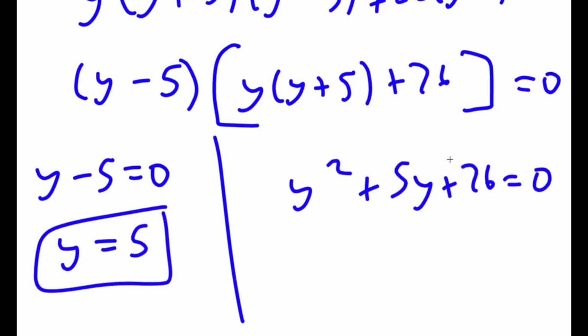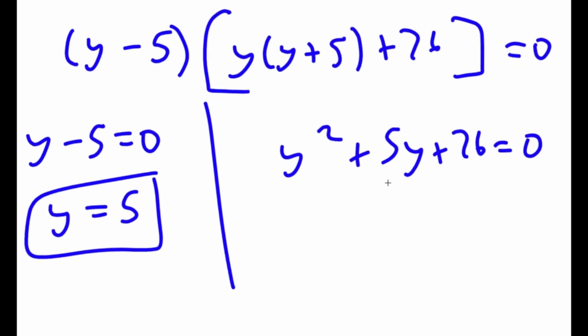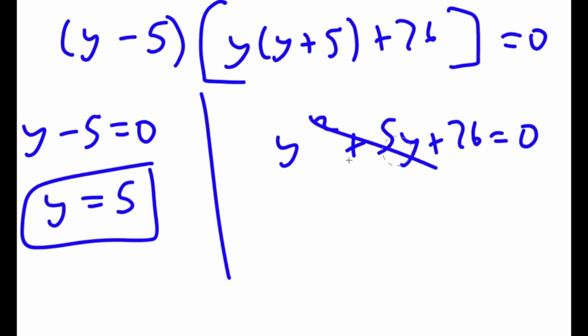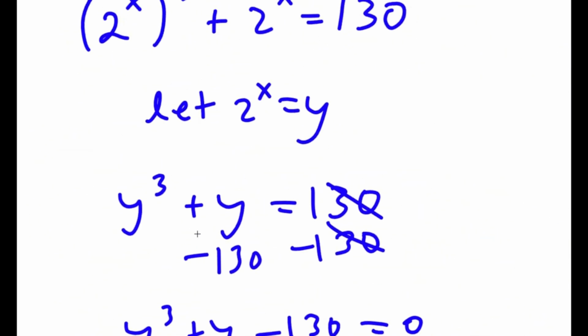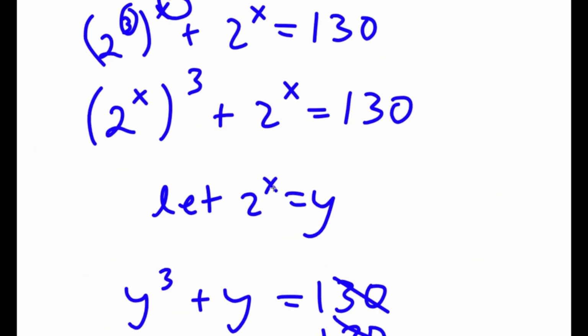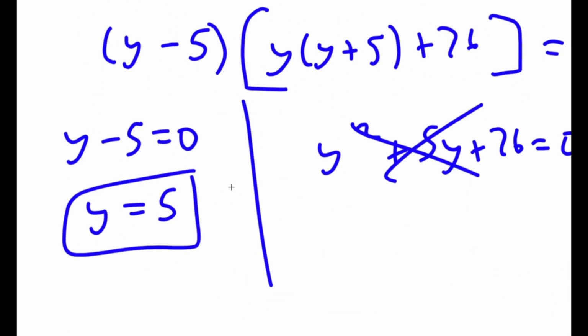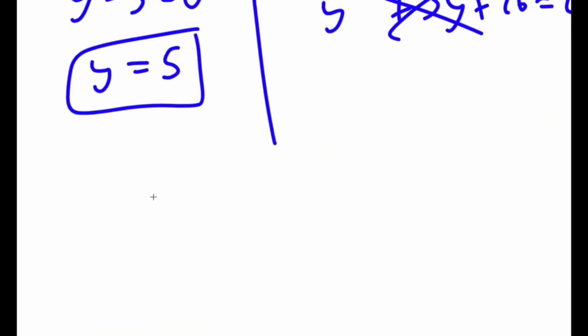And to solve this, we actually have to use the quadratic formula, and I'm not going to waste your time by doing it, but if you do end up doing it, it actually won't work because you get the square root of a negative number, and you can't take the square root of a negative number. So we are left with y equals 5, and remember how we let 2 to the power of x equal y. So this means that 2 to the power of x is equal to 5.